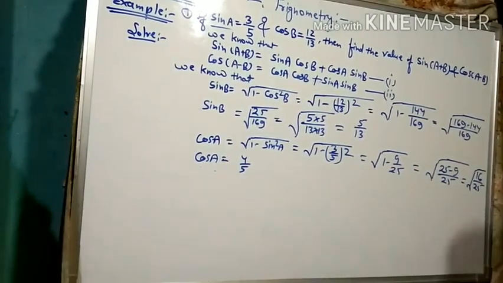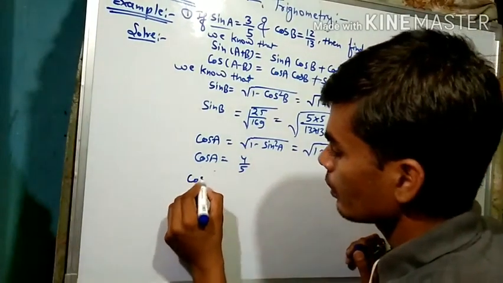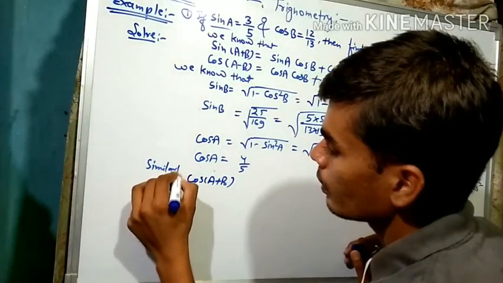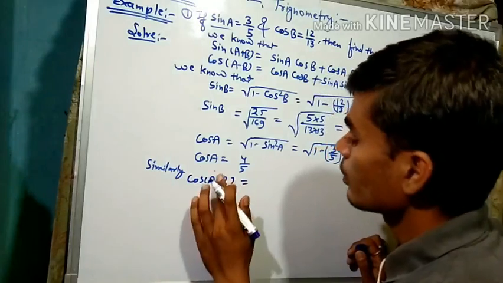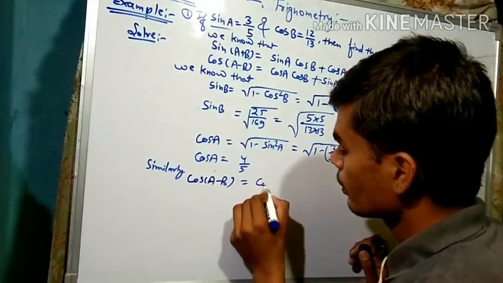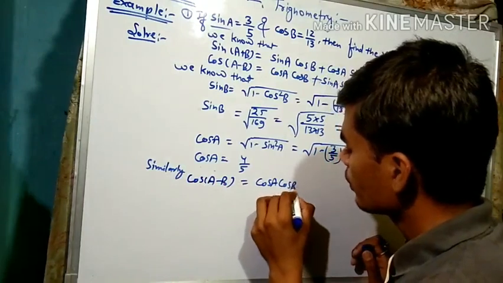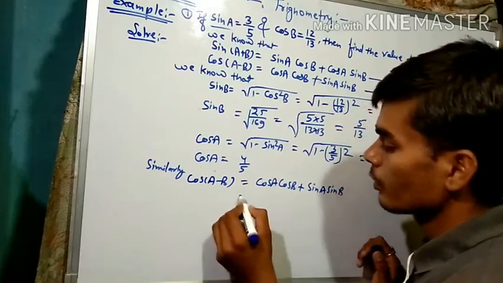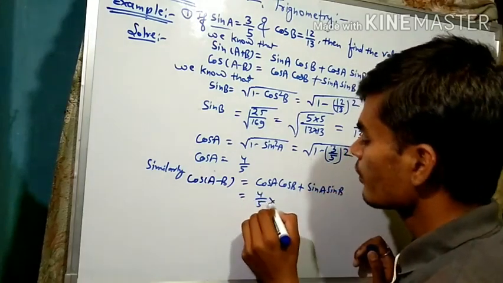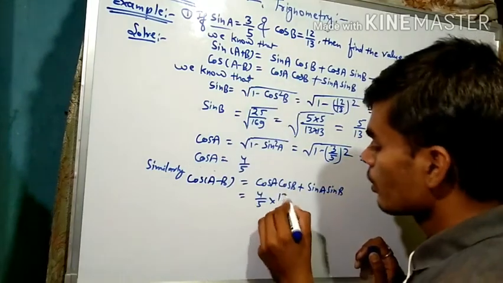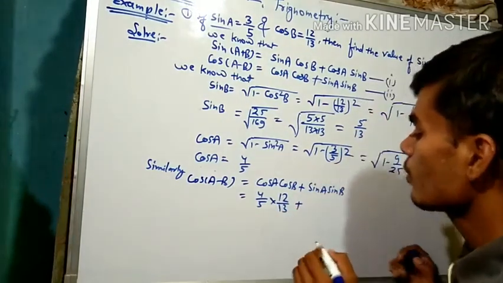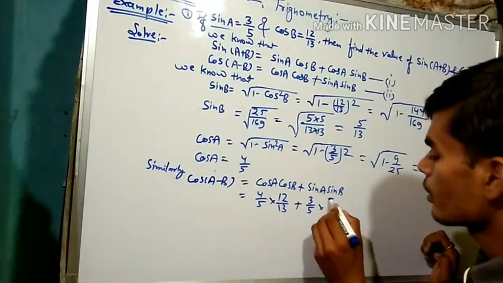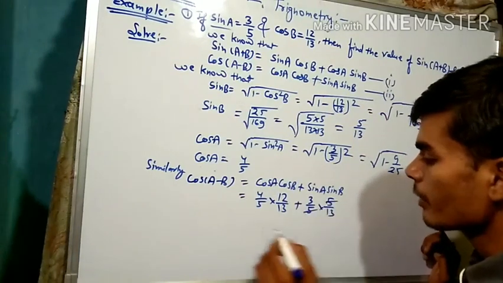Cos A minus B. Similarly, cos A minus B equals cos A cos B plus sin A sin B. What is the value of cos A? 4 by 5. What is the value of cos B? 12 by 13. What is the value of sin A? 3 by 5. And what is the value of sin B? 5 by 13. 5 cancels out.